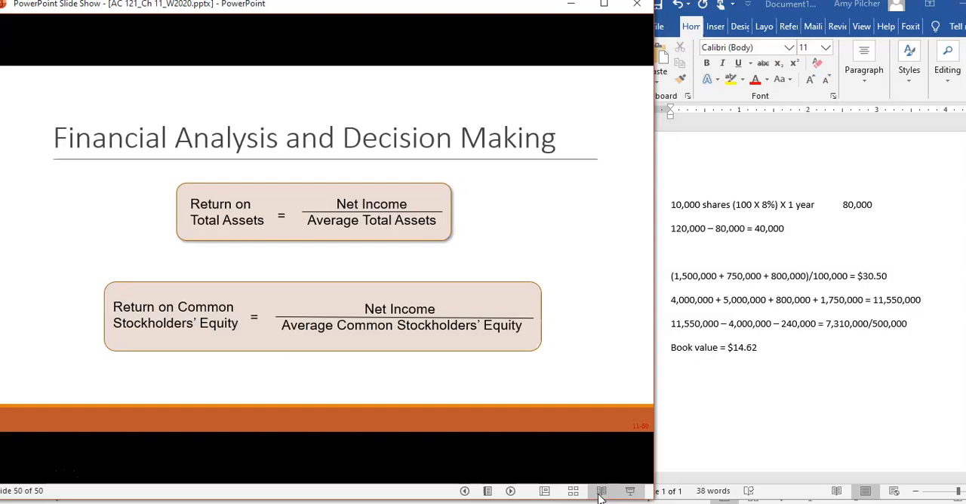The different financial analyses that we do on stockholders include return on total assets, which is our net income divided by average total assets. And we also have our return on common stockholders' equity, which is net income divided by average common stockholders' equity. We're going to talk about a few other financial analysis and decision-making ratios in relation to stock in Chapter 12.